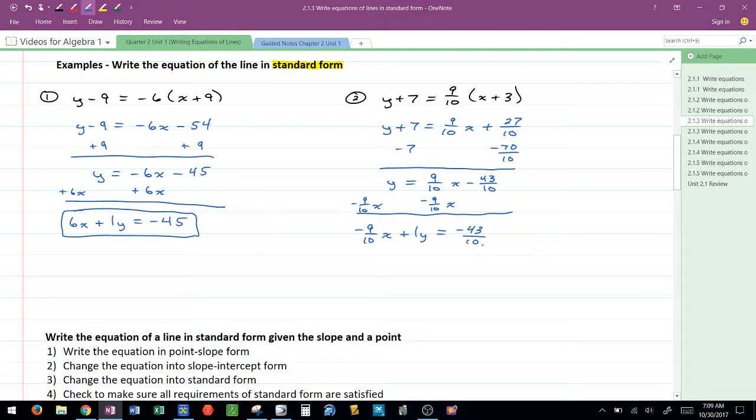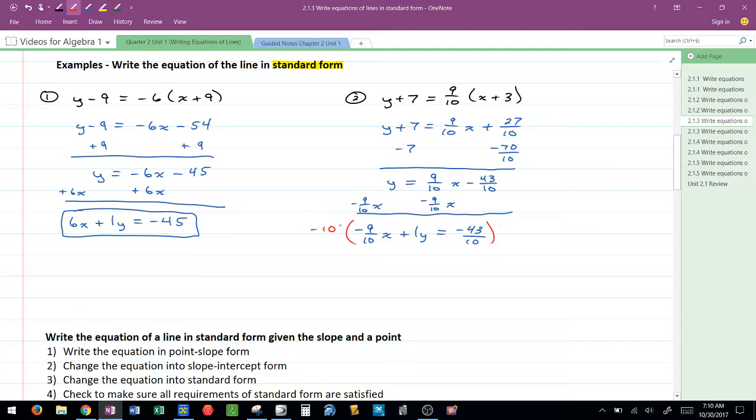All right, x and y are on the same side, so now I'm really close to standard form. But few things that I noticed. First of all, the a value, negative 9/10, is negative. Can't be negative. So right now I know that I'm going to have to multiply this by something. I also have fractions. I notice that I have a common denominator of 10. So I have to get rid of those fractions by using this LCD technique.